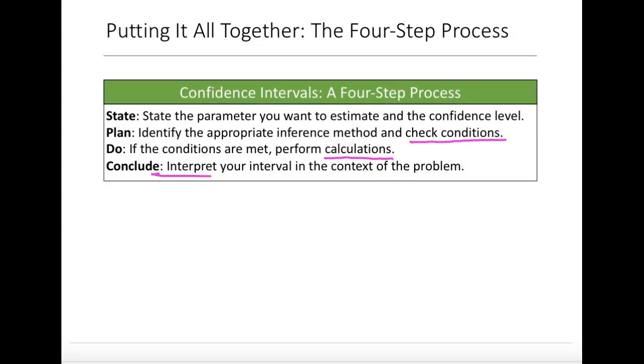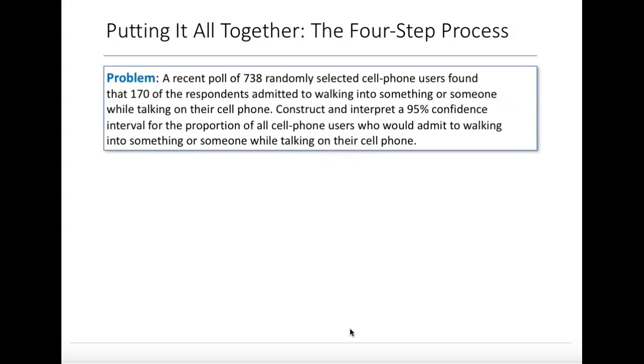All right, so let's put this all together and do a full-on confidence interval problem. A recent poll of 738 randomly selected cell phone users found that 170 of the respondents admitted to walking into something or someone while talking on their cell phone. Construct and interpret a 95% confidence interval for the proportion of all cell phone users who would admit to walking into something or someone while talking on their cell phone.